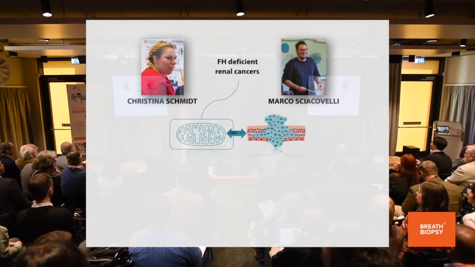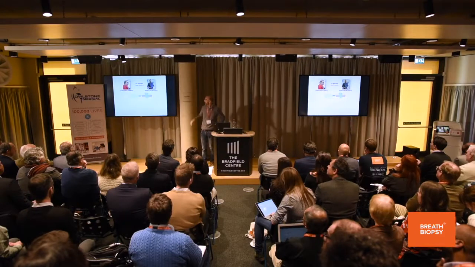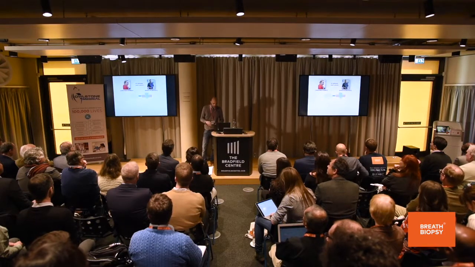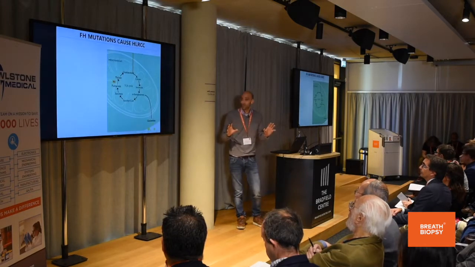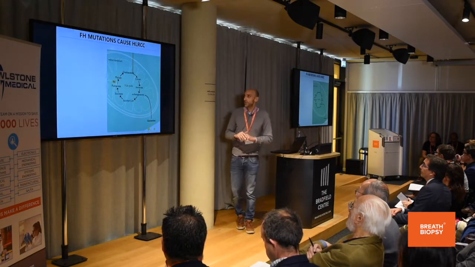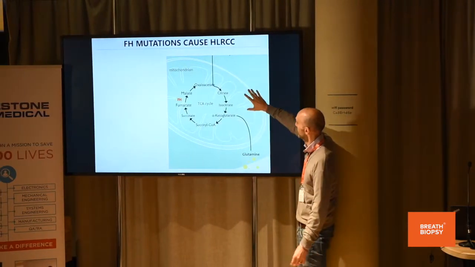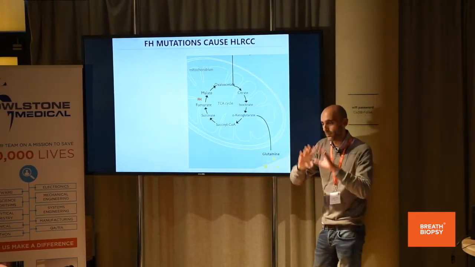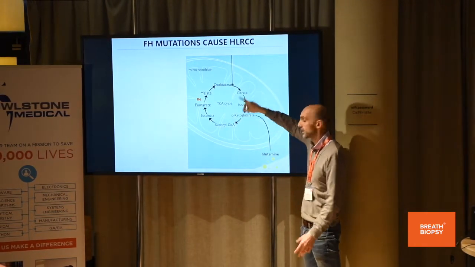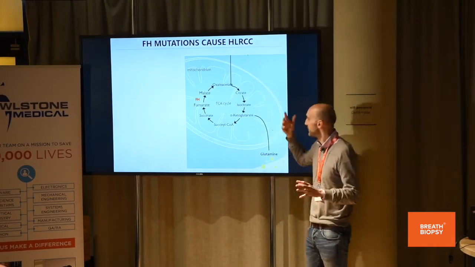Yes, so fumarate hydratase is the enzyme that I'm going to describe very briefly. This work that I'm going to present has been carried out by Christina Schmidt, a PhD student in the lab, and Marco Sciacovelli. So just for some of you who might not be familiar with fumarate hydratase and with the Krebs cycle, so this is the mitochondrial before, now it's green, and this is the Krebs cycle. And the Krebs cycle, as you know, is a very important pathway in the mitochondria because it converts nutrients to reducing equivalents for the generation of ATP.